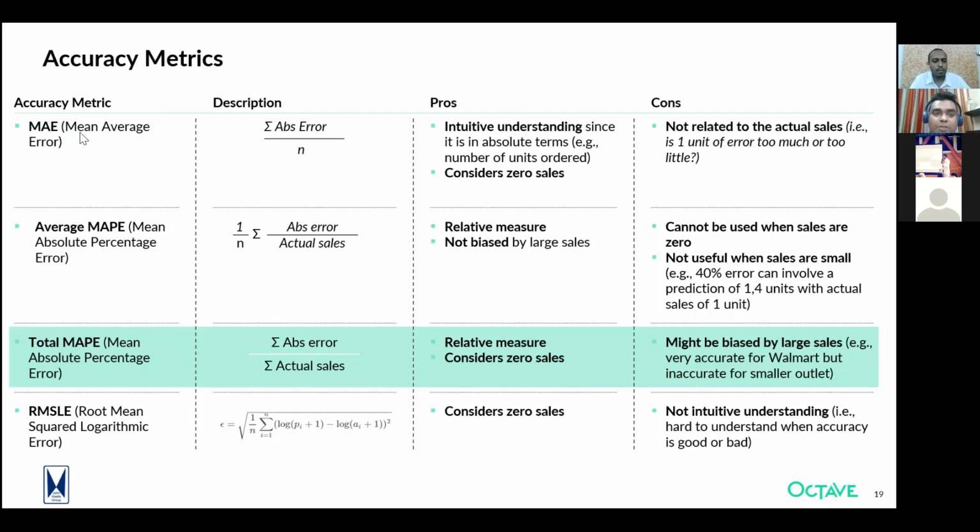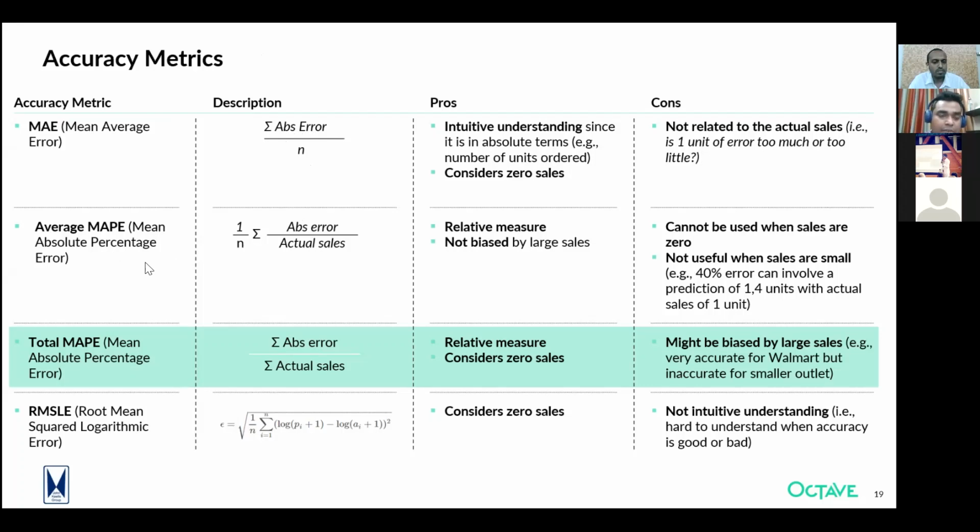Yeah, so like Anuk said, if you take the mean average error, there is no way you can normalize this error for the actual sales, right? Here you are only considering the error. Then again, if you take the mean absolute percentage error, it is computed based on the absolute error and the actual sales, right? So let's say for an item, if you have zero sales, you can't go with this particular metric.